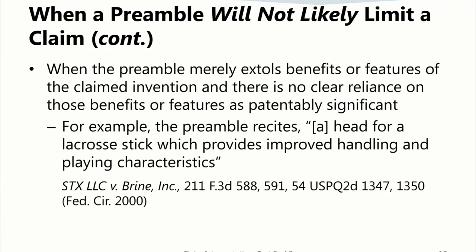Likewise, a recitation in the preamble that merely extols the benefits of the claimed invention or some better property or feature of the claimed invention most likely does not limit the scope of the claim. The only plausible exception to this might be if there is some clear reliance on the recited benefits or features that affects the scope of the claimed invention.